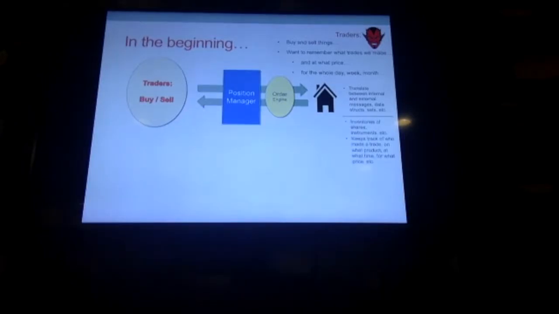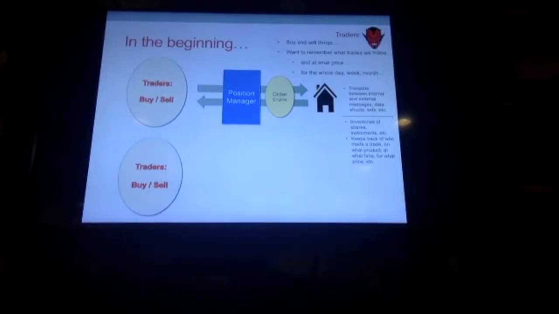So traders are now very happy, they can buy and sell things, and then they come along and say, well, hey, we also want to remember what we bought and sold. We want to remember when we did it, at what price we did it, how long ago we did it, who did it, what account it went into, and a whole bunch of other things. And so we introduced the position manager. And this guy basically takes care of inventorying the shares and instruments that you bought. It keeps track of when you bought it and what notional value you bought it at. It's your accounting for the trading ecosystem.